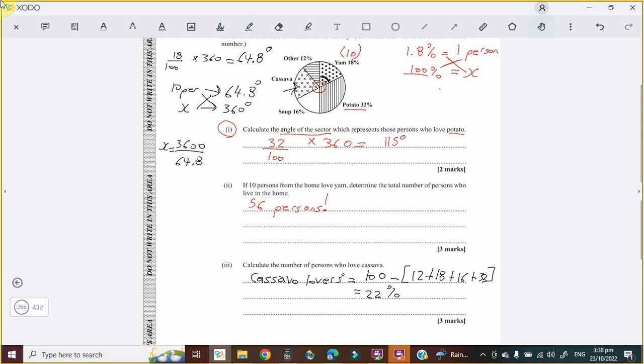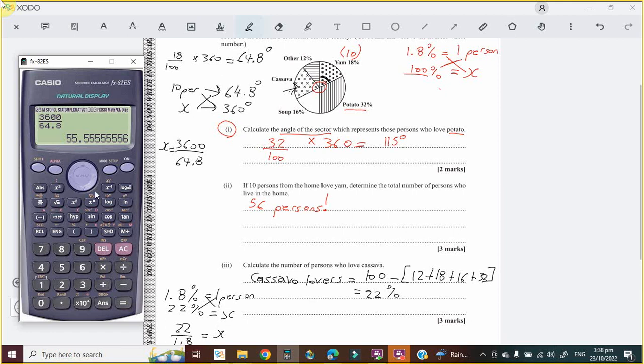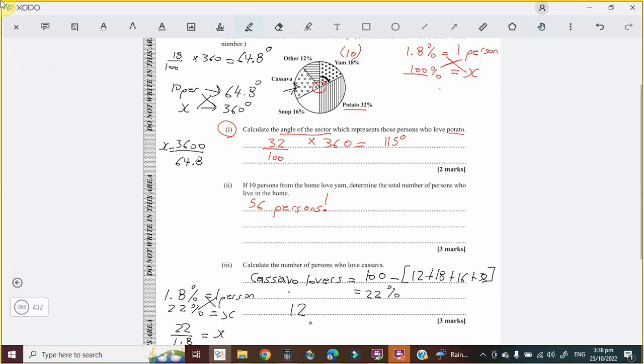All right. Remember, we know 1.8% is one person. If we're just following from what we already have, 1.8 is one person. So 22% is x, cross multiply. Cross multiply is just 22 over 1.8 gives you x, which is 12 persons who love cassava.